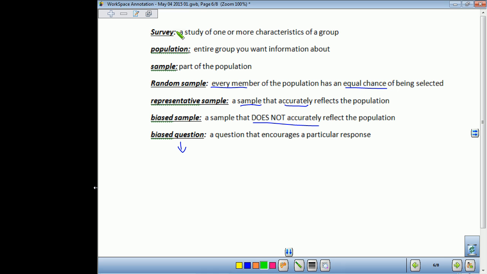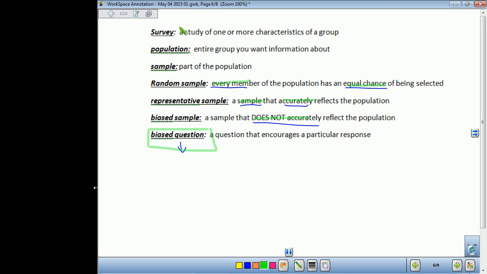Okay, so here are the words we've been using. Survey, just a study of one or more of the characteristics in a group. Population, the entire group. Sample, part of that group. Random sample, every member, equal chance. A representative sample is a sample that accurately reflects the population. So the ratios of the makeup of the entire population would be the same as in the sample. A biased sample is one that does not accurately reflect the population.